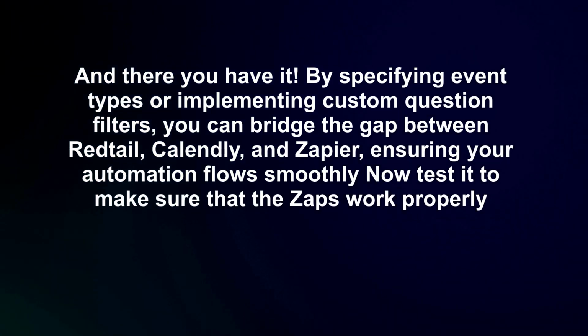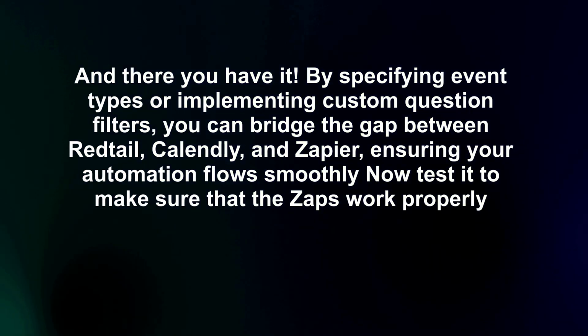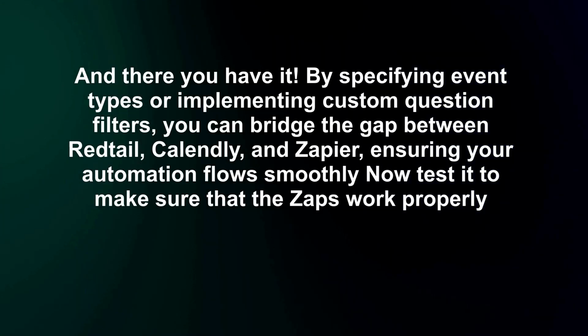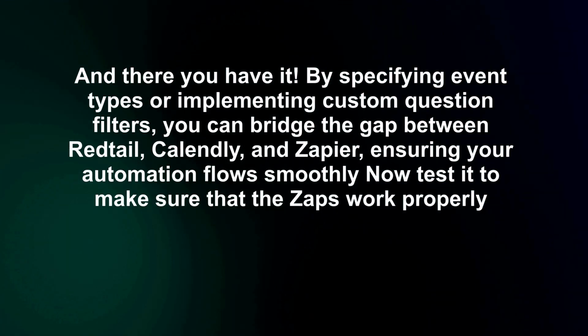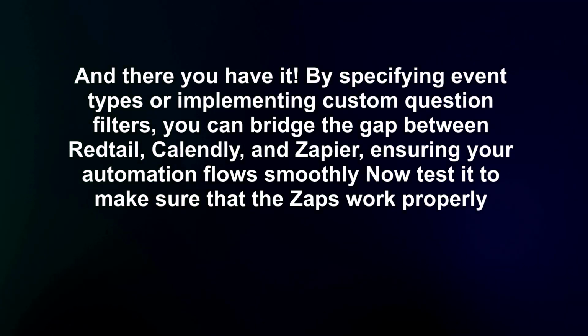And there you have it. By specifying event types or implementing custom question filters, you can bridge the gap between Redtail, Calendly, and Zapier, ensuring your automation flows smoothly. Now test it to make sure that the Zaps work properly.